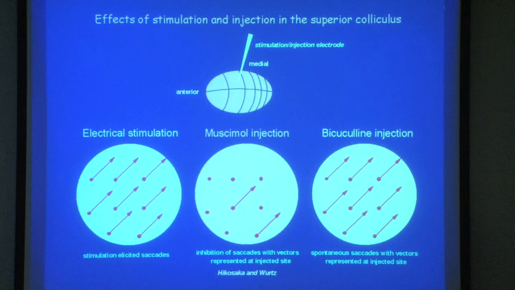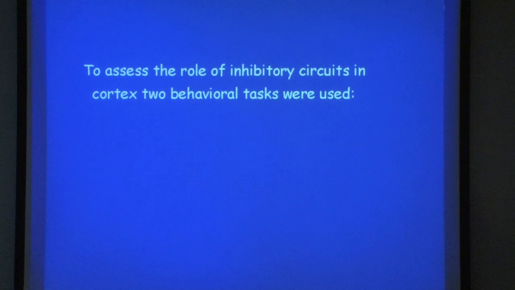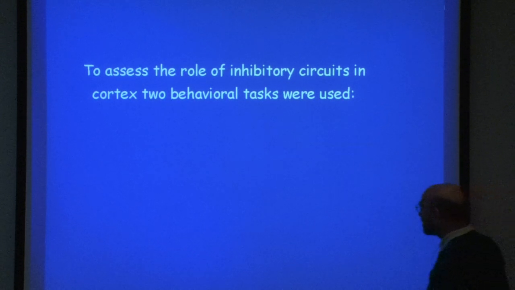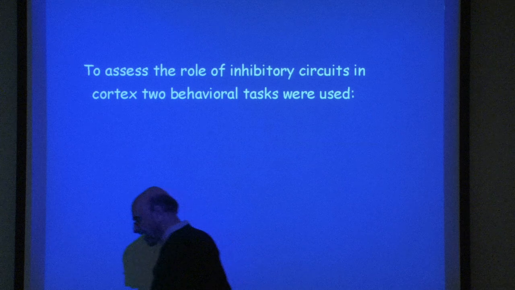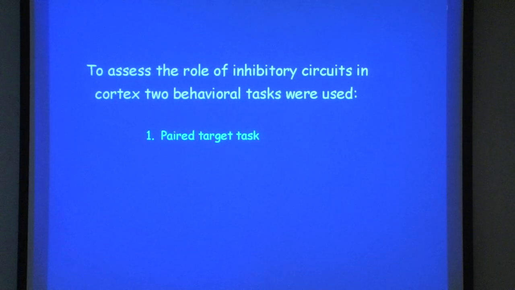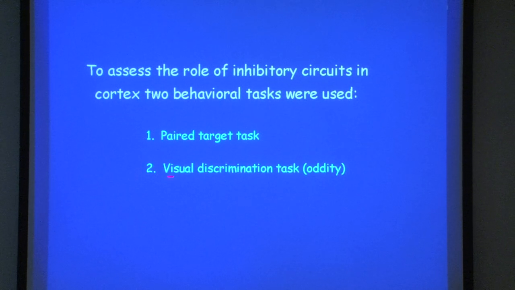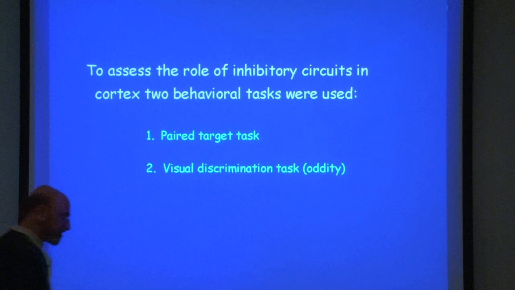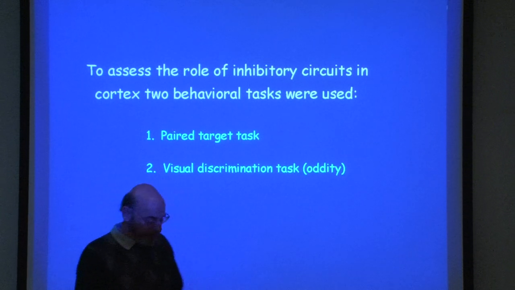That's what happens. So to show this in more detail, we can ask what happens when you use two behavioral tasks. The so-called paired target task that we already talked about quite a bit. And we talk about a visual discrimination task, the one you're already familiar with, the so-called oddity task. You present several stimuli, one of which is different from the others.